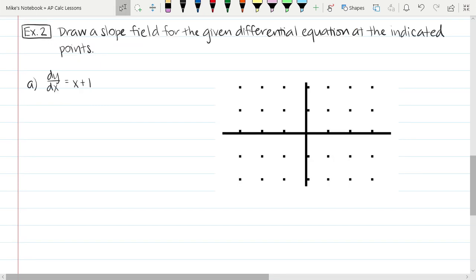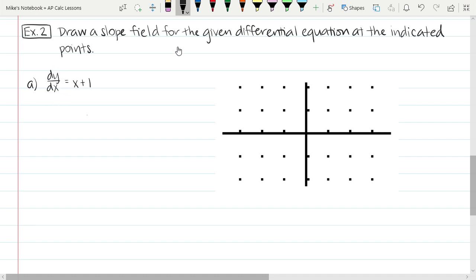Okay, so our first example here, we're going to draw a slope field for the given differential equation at the indicated points. So our first differential equation we're going to draw a slope field for is dy/dx equals x plus 1. Now, what a slope field is, it's literally a field of slopes. It's going to be this grid, which basically looks like your coordinate plane. But at each of the indicated dots, you're going to see a little line segment that has the slope indicated by this differential equation. Because remember, the very first interpretation of the derivative that we had is that it's the slope of the tangent line.